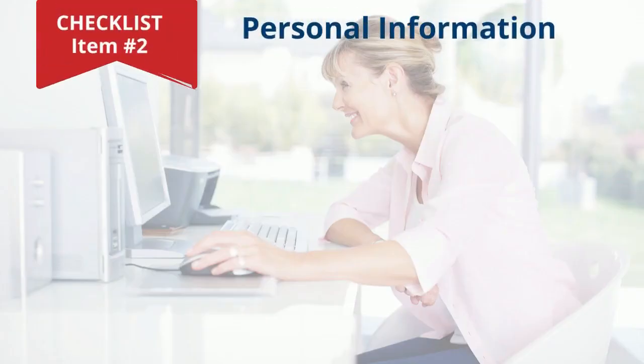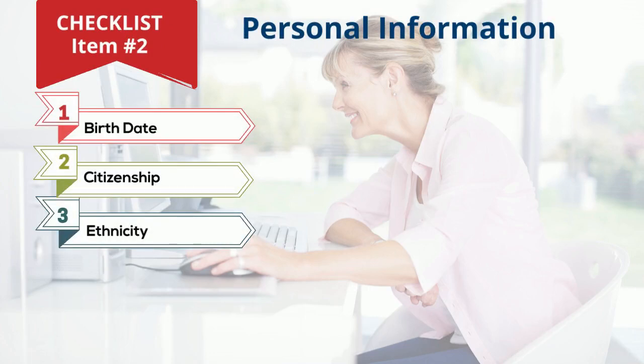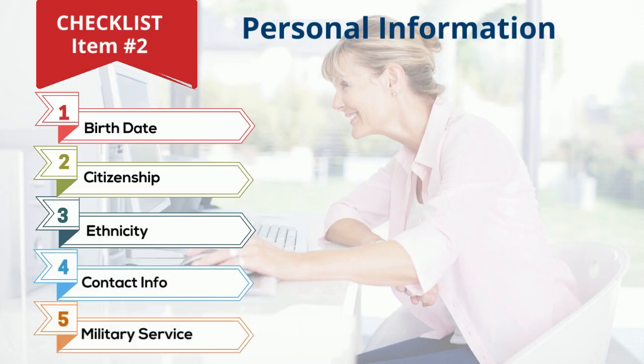For checklist item number 2, you'll be asked to complete several fields of personal information, including the following: birth date, citizenship, ethnicity, contact information, and military service. You'll also be asked to provide information for financial aid processing.